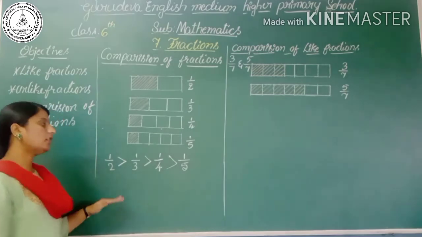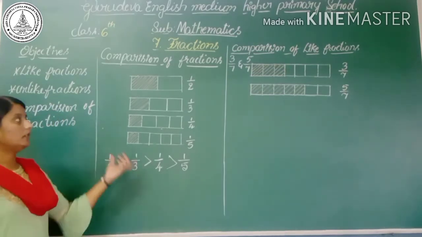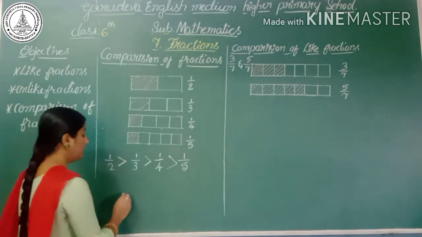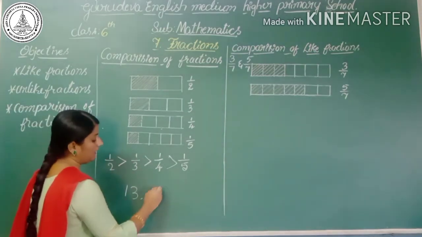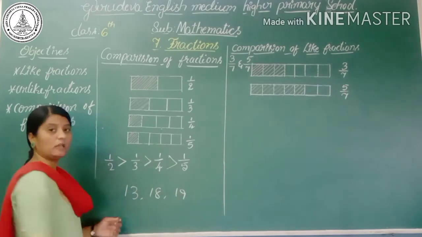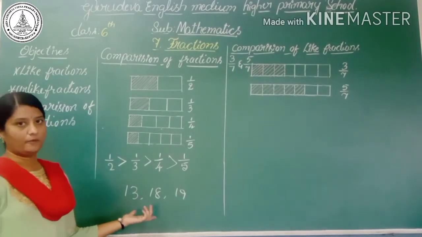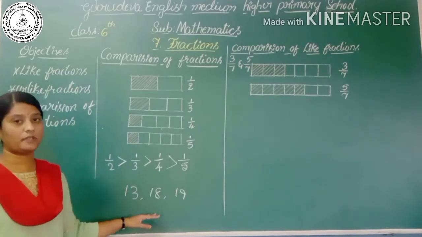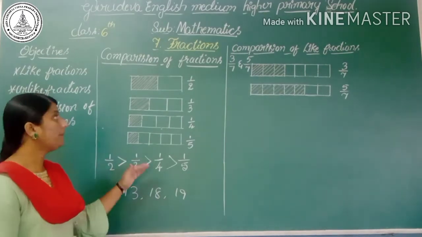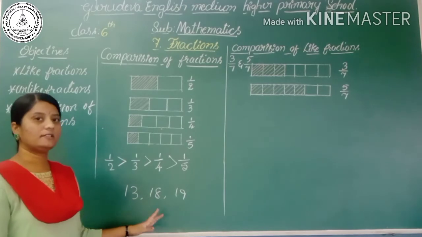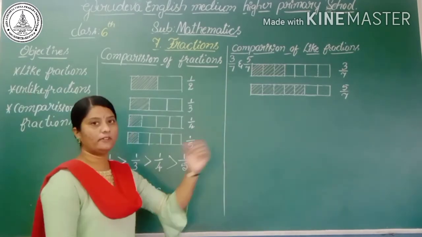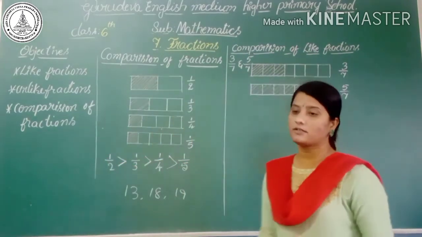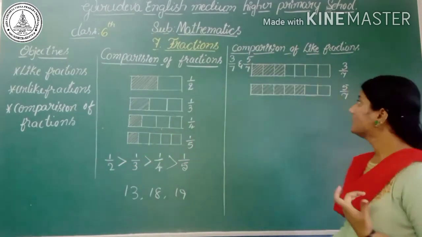Often it is not easy to say which fraction is greater. For example, with denominators like 30, 18, 19, we cannot represent them through a figure, right? So what do we have to do? There is a systematic procedure to compare fractions. That is the comparison of like fractions. Here, like fractions means, we know, fractions with the same denominator.